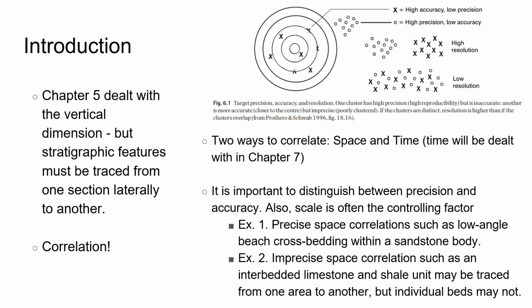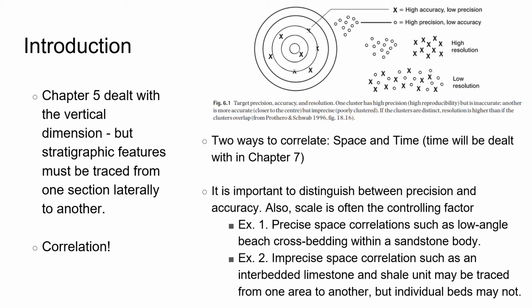You can have high resolution, where you can differentiate between your two marks, and low resolution, where they're kind of all over the place, intermingling. So thinking about this in terms of lateral or horizontal stratigraphy, we look at the differences between precision and accuracy, and scale, of course, being an important factor. But for example, you can have very precise space correlations, where you'd correlate low-angle beach cross-bedding within a sandstone body, and you can get very precise in how those individual crossbeds vary throughout the lateral unit.